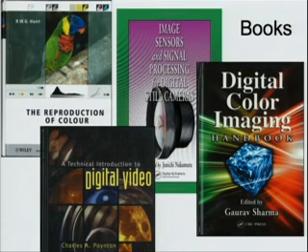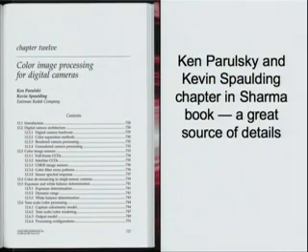The one on the right, Digital Color Imaging by Sharma, has got a really good chapter on image processing pipelines from which I've drawn a few figures, and I'll be talking about that one. And then the one on the bottom, Technical Introduction to Digital Video by Charles Poynton, is a good source of data. It's got all the matrices you need to represent different color space standards and things like that.